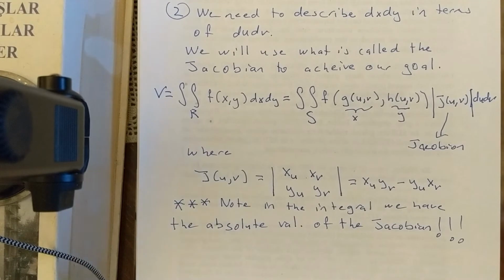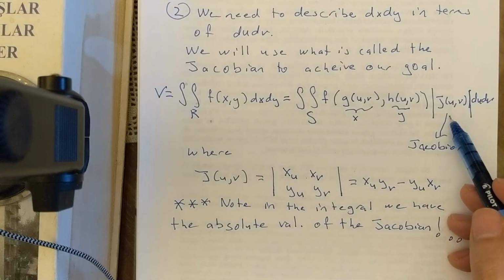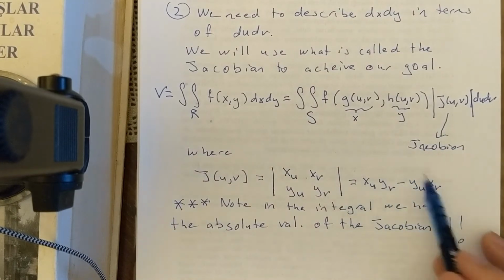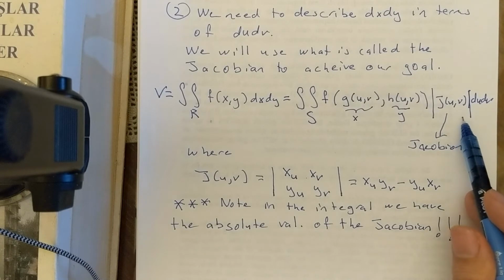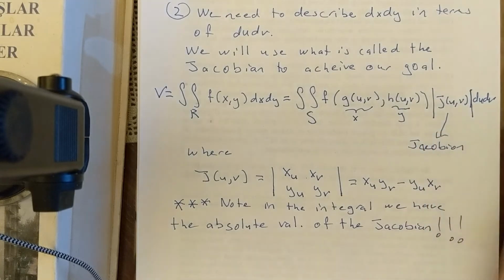Now, what's very important here, where a lot of students make this mistake, is that in the integral we don't have the Jacobian. We have the absolute value of the Jacobian. So whatever you get here, you need to take the absolute value of it when you're converting dx dy into du dv.